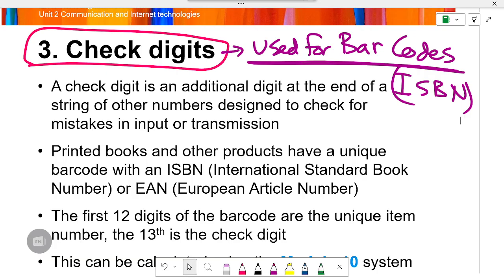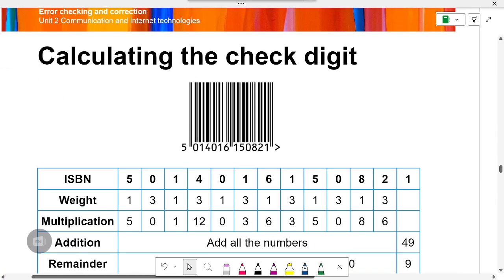And you've probably seen this before. I want you to put up your hand. Have you ever seen a barcode look like this when you go shopping? Have you seen this, Carol? Have you ever seen a barcode like that? How does it work? Well, it does some calculation.